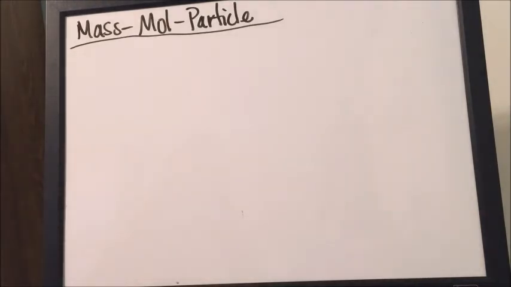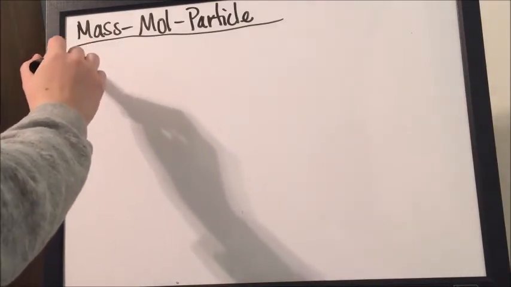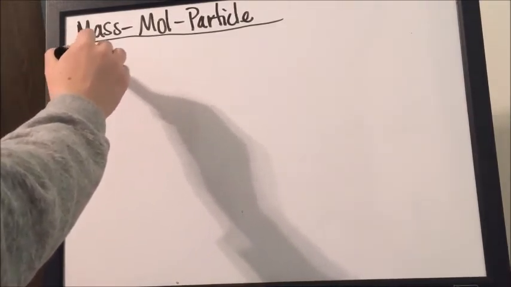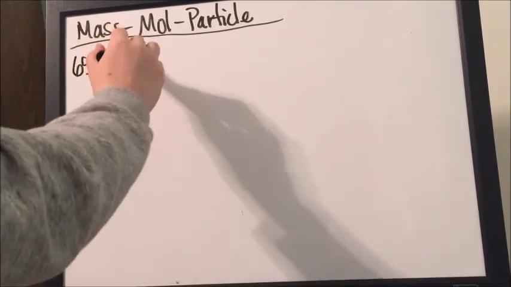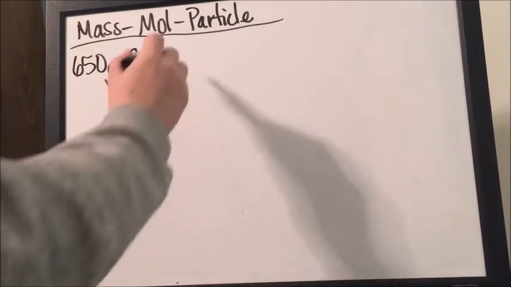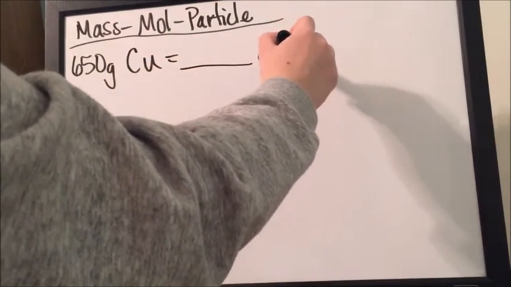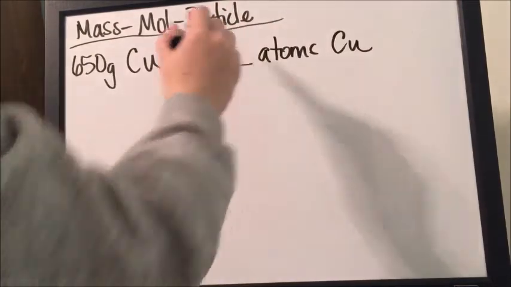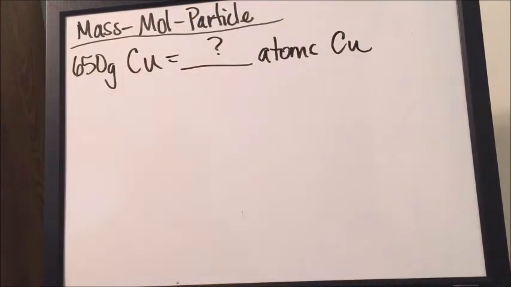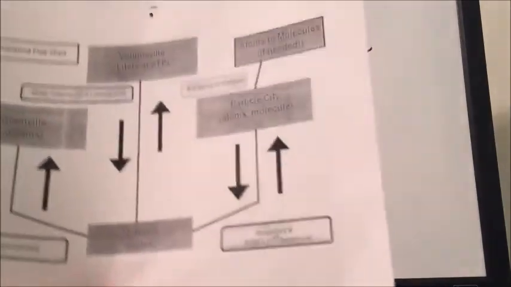Okay, so let's say that I have a problem like this. Oh, let me make one up. I have 650 grams of copper. And I want to know how many atoms of copper I have. All right, so let's go to this roadmap for just a second. This is, in my opinion, the easiest way to teach this, and it's a visual representation of what we've been learning, and it gives you a reference to go back and forth between. So I'm going to try to zoom this part in so you can see it.